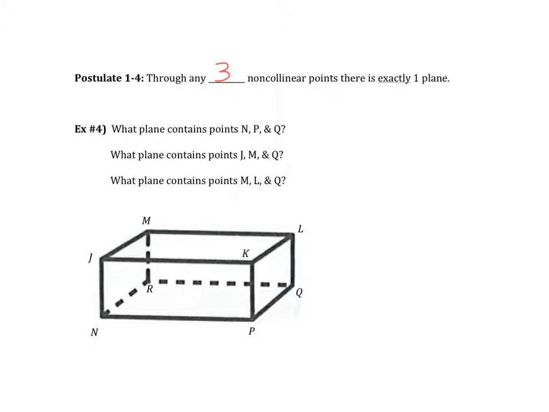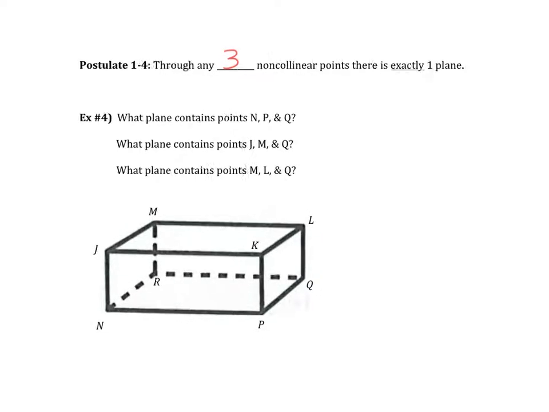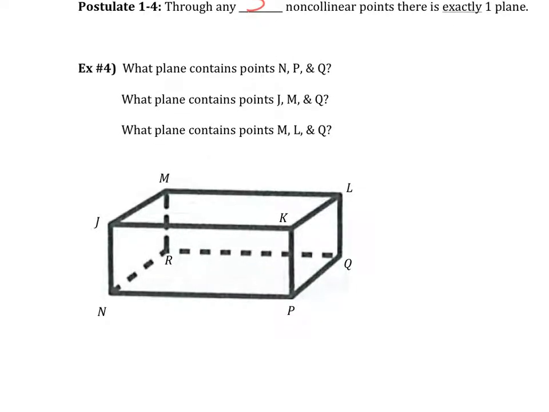So, example 4 here, what plane contains points N, P, and Q? N, P, and Q. Do you see it? Which plane would that be? Top, bottom, left, right, front, back. Raven. Bottom. N, P, Q. So here's your N, here's your P, here's your Q. So that would be that plane. And I'm just going to shade here to show you which one's which. So the red plane would be N, P, and Q.